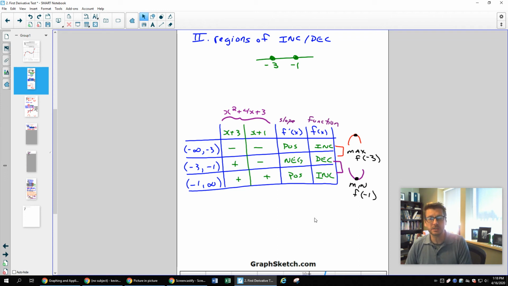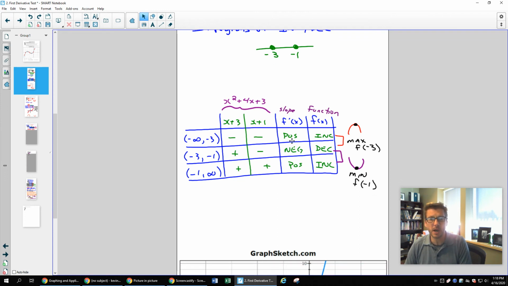So I like to use a table to help me organize my thoughts in terms of what's happening with my slope. So what's important here is that you actually have a slope column and you actually have the function column. You want to identify the slope as positive, meaning the function is increasing. The slope is negative, meaning the function is decreasing. The slope is positive, meaning the function is increasing.